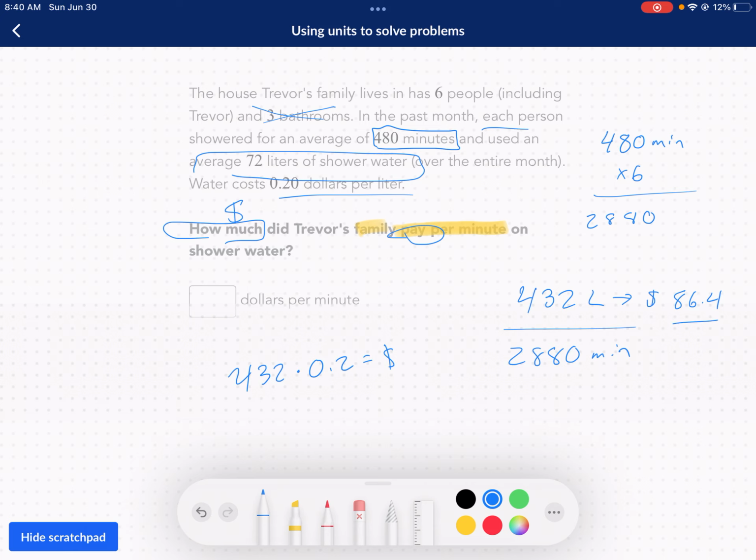So on water only, this family spent $86, but we need to divide that by the number of minutes. So we do 86.4 divided by 2,880, and we get, give me a second, I wanted to rewrite this, and we get $0.03 per 1 minute. That's not bad. So 3 cents a minute.